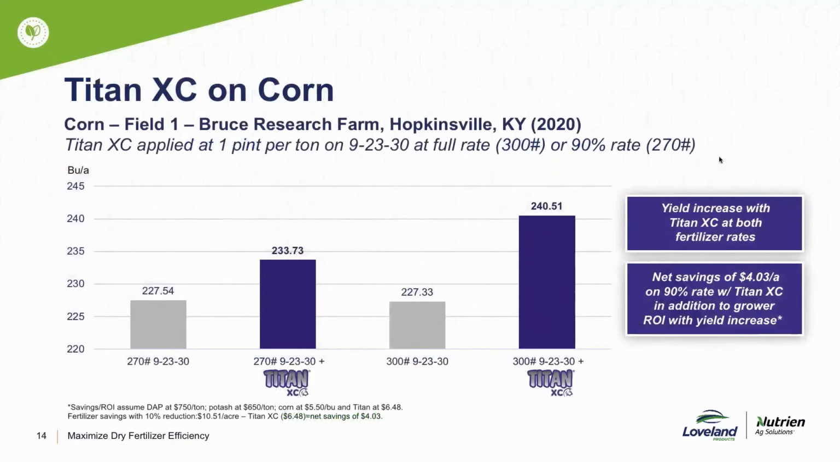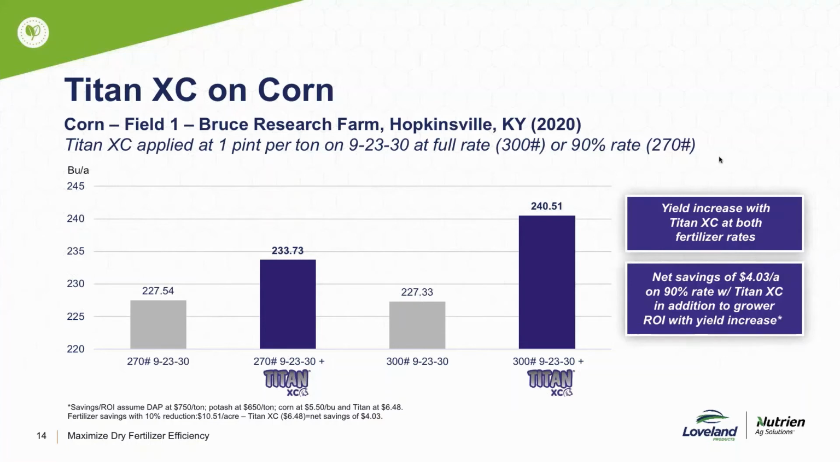So let's get into, again, we talked about some of the proof, what some of the evidence that we have. I've got a couple of trials here from Hopkinsville, Kentucky, the Bruce Research Farm there, and there's a fair amount to unpack in this slide. First, you see that we've got 2 different fertilizer rates. We've got 270 pounds of 9-20-30 versus 300 pounds. The standard rate in that area is 300 pounds of 9-20-30. So what they did here is they pulled out 10%.